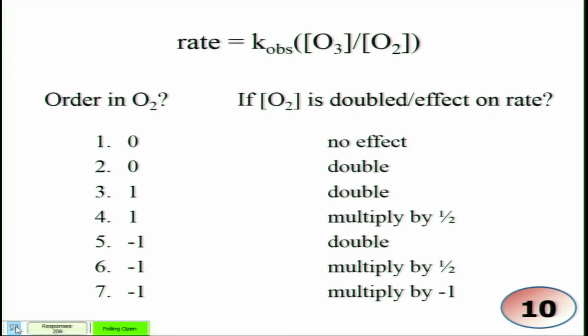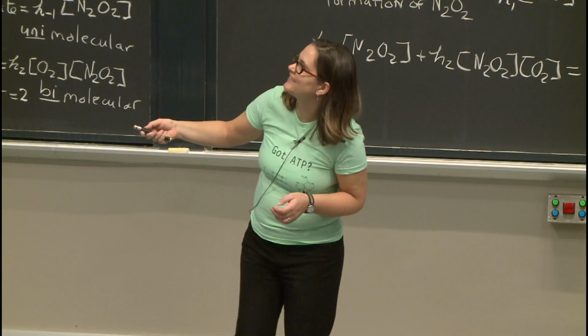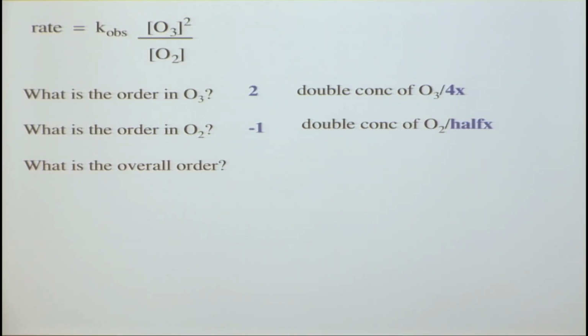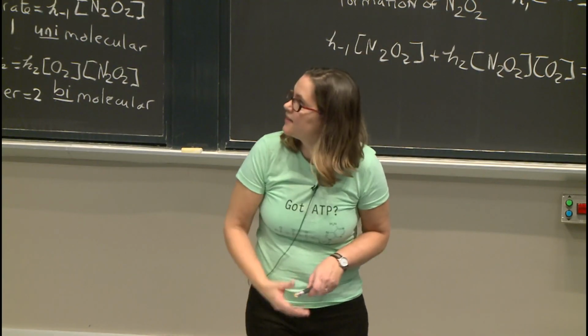All right, 10 more seconds. OK. Yep. So it's -1. And so if you double it, it will halve. And then finally, the overall order would be 1. Because again, the overall order is the sum. So 2 minus 1 is 1.